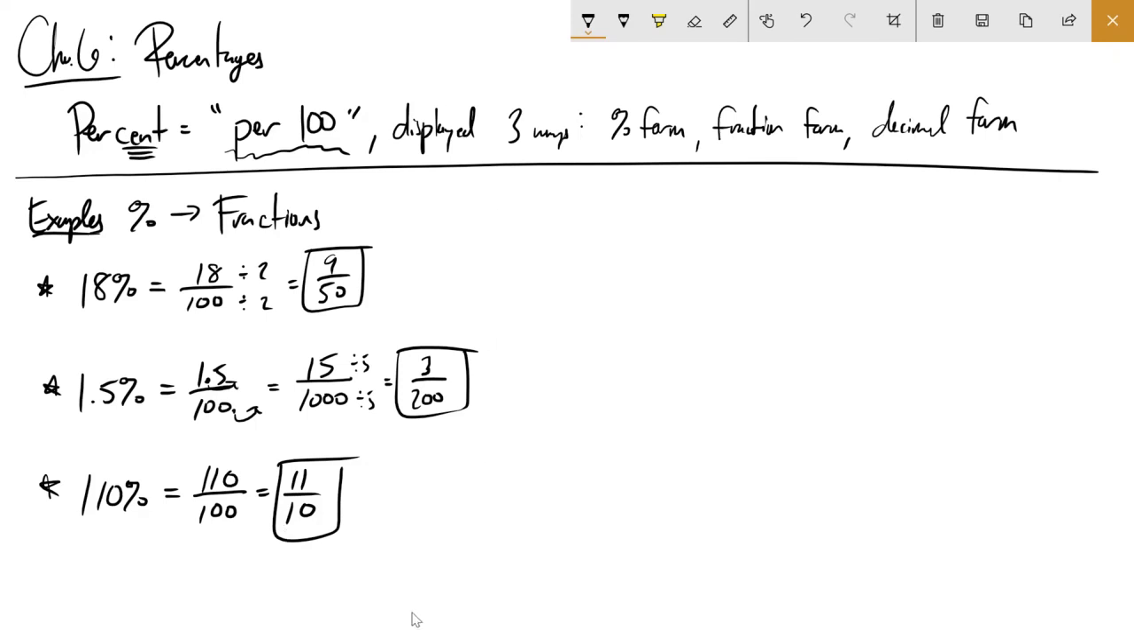What about if we want to go the other way? Think about this. Could you turn 9 over 50 into a decimal?